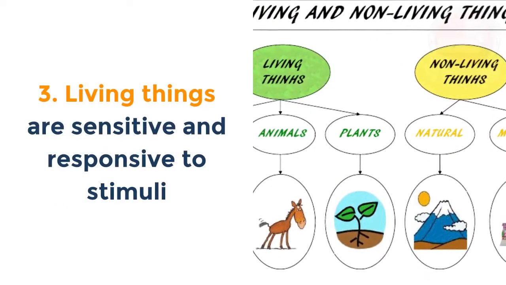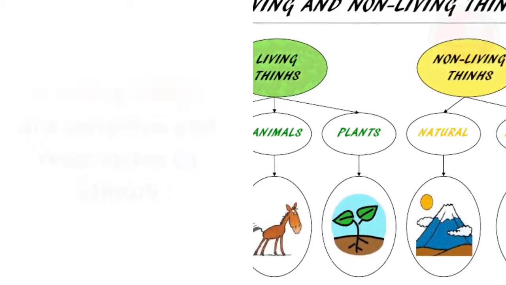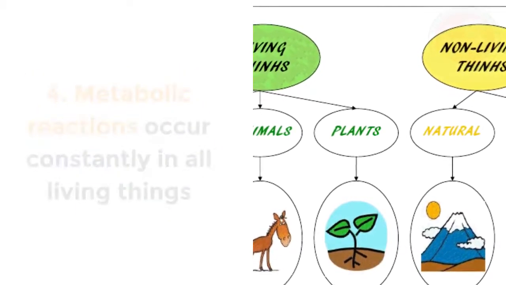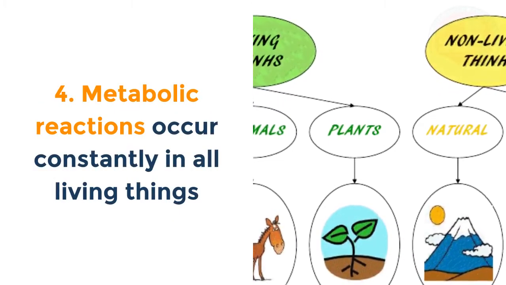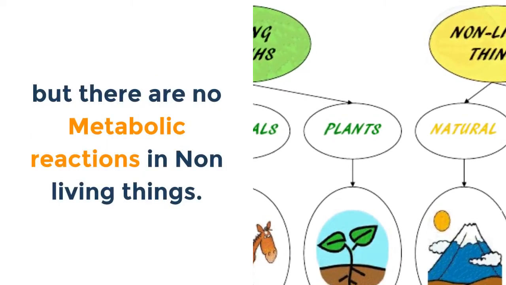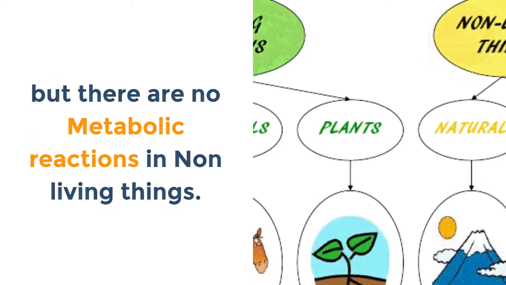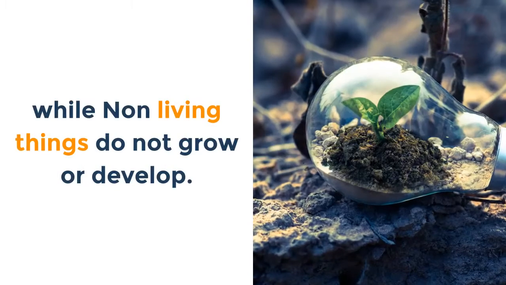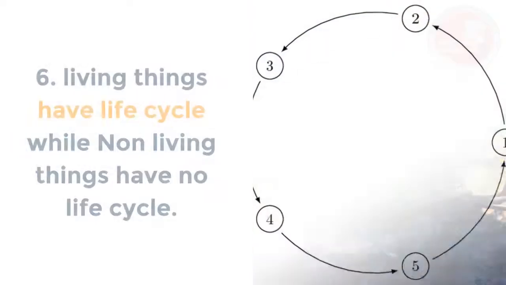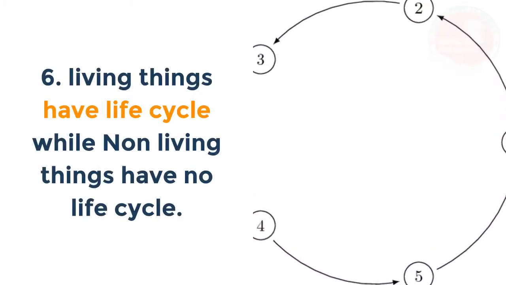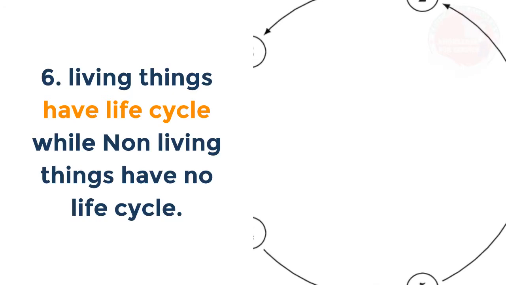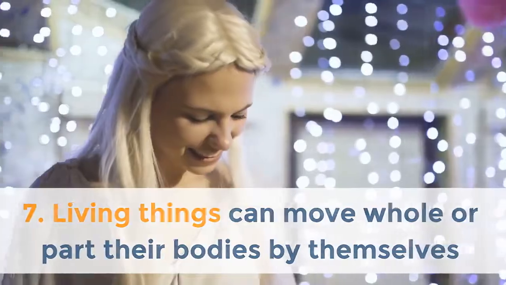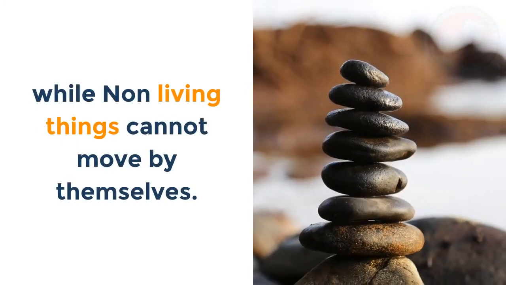3. Living things are sensitive and responsive to stimuli while non-living things are not sensitive and do not respond to stimuli. 4. Metabolic reactions occur constantly in all living things, but there are no metabolic reactions in non-living things. 5. Living organisms undergo growth and development while non-living things do not grow or develop. 6. Living things have a life cycle while non-living things have no life cycle. 7. Living things can move whole or part of their bodies by themselves while non-living things cannot move by themselves.